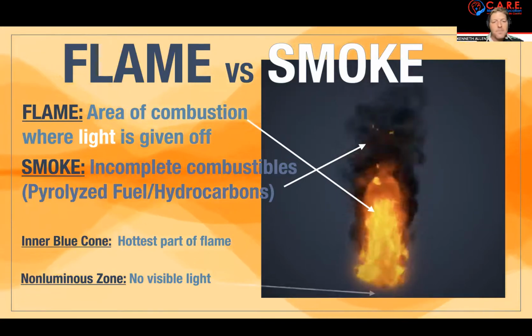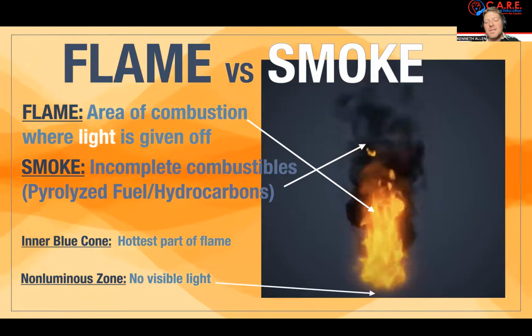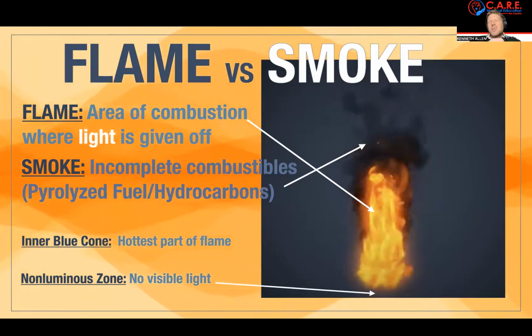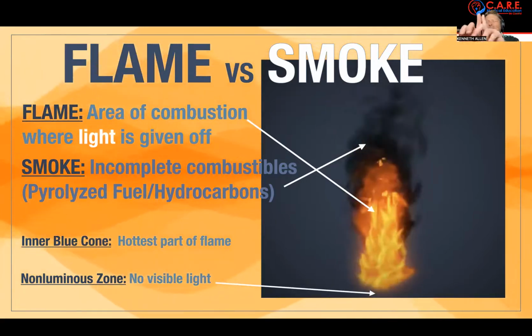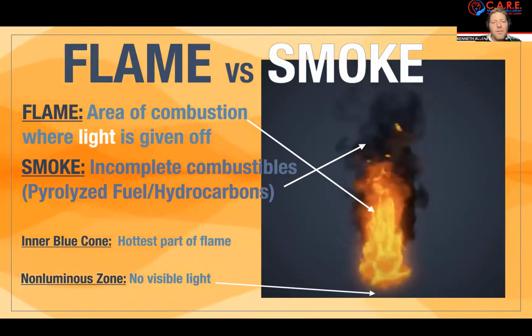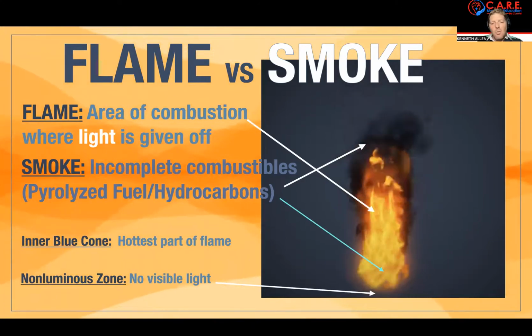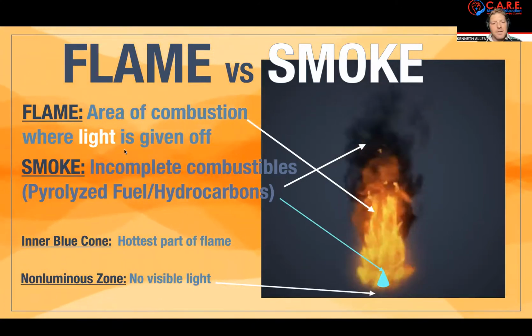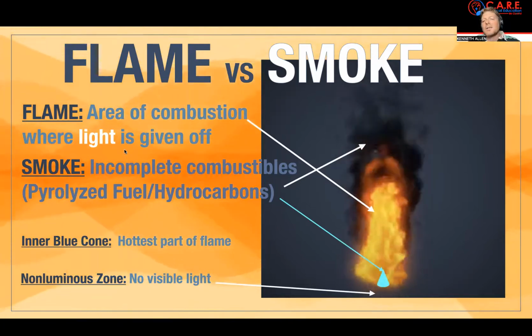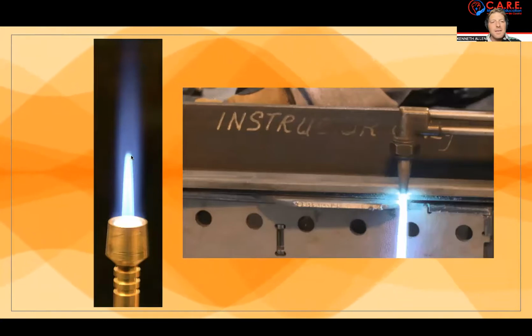So if you were to look down here, there's something called the non-luminous zone, and you can see that on candles, where just at the base of the wick, it's kind of dark and there's no flame going on. That usually is followed by some kind of blue cone that sits in there, and that is the hottest part of the flame. You can't really see it there, but you can definitely see it here on these torches.